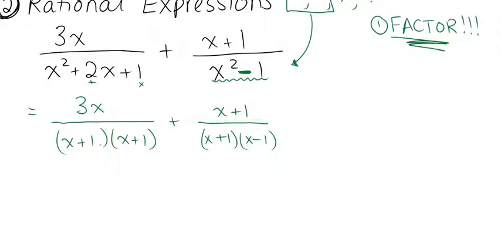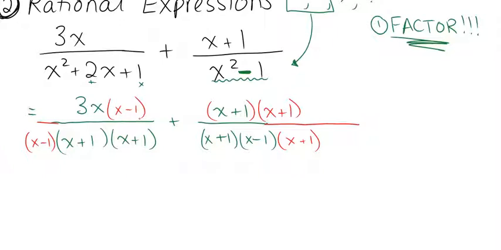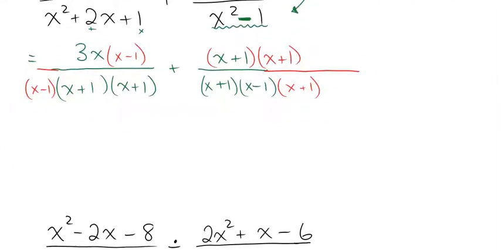So since this guy has 2 x plus 1s, that means this guy needs another x plus 1 to make it the same. And if we're going to add it to the bottom, we also have to multiply the numerator by x plus 1 as well. Okay, then this first fraction's missing the x minus 1, so let's stick an x minus 1 down there, which means we have to put it on the top too. So now we've added all that stuff in red so that our denominators are exactly the same.